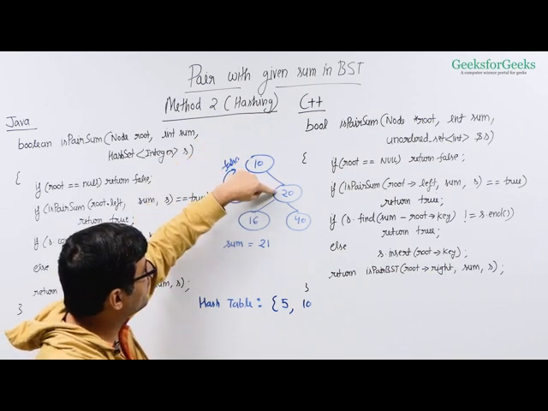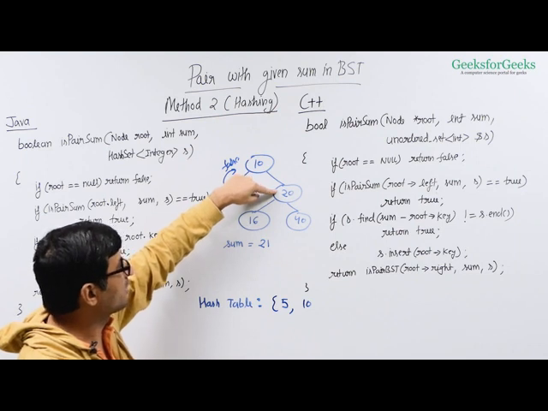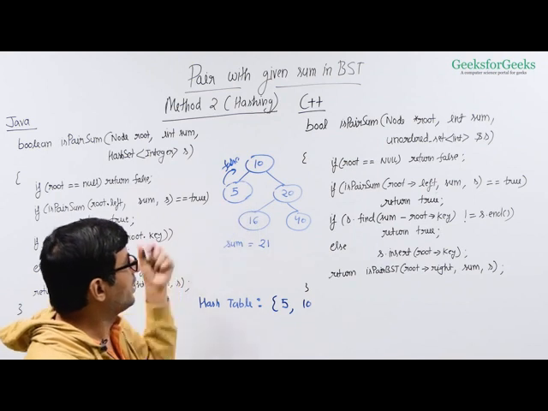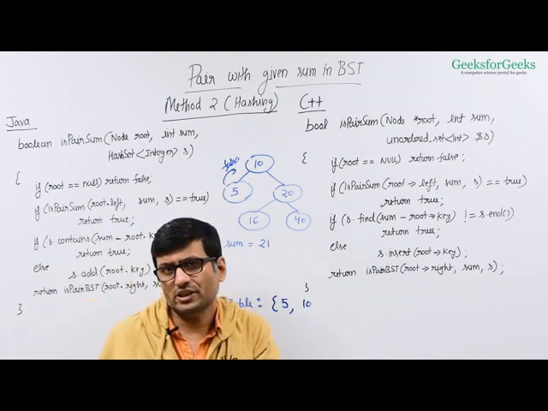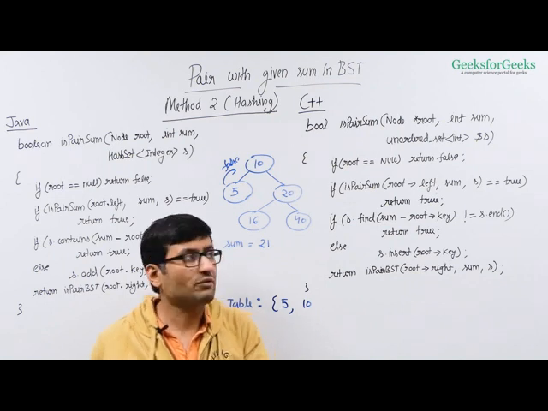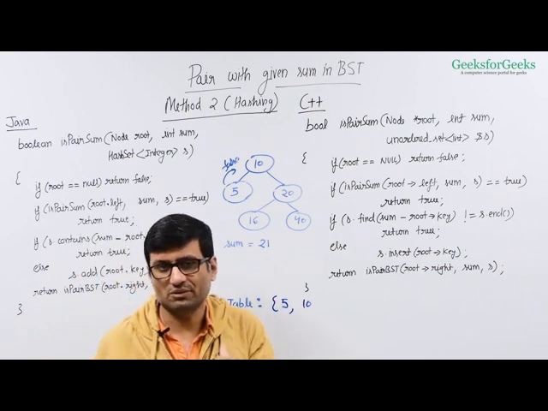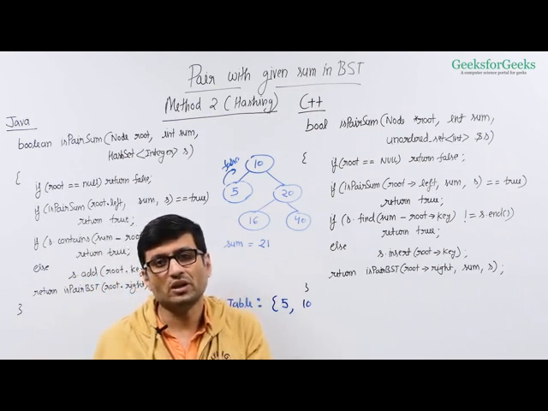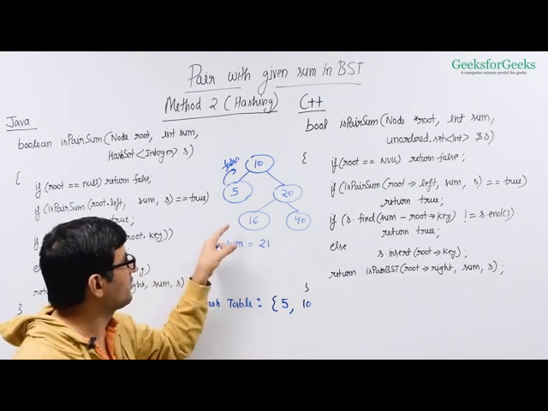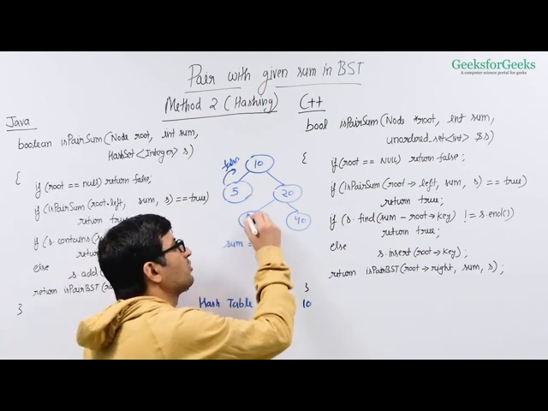So it's going to come here and it's going to begin the execution for this node. It's not null, so it will go to the left subtree of this. After calling for the left subtree, which is null, it checks whether 21 minus 16 is present or not. 21 minus 16 is 5. 5 is present in the hash table. So here you get a return value true. So this is going to immediately return true to its parent.